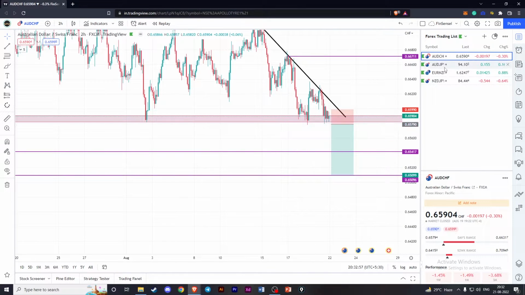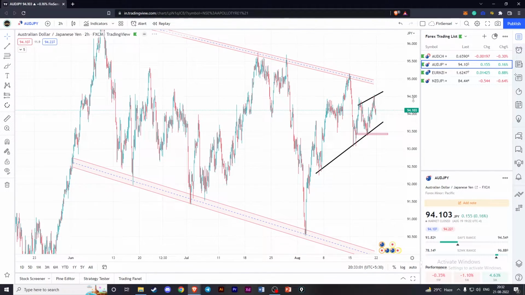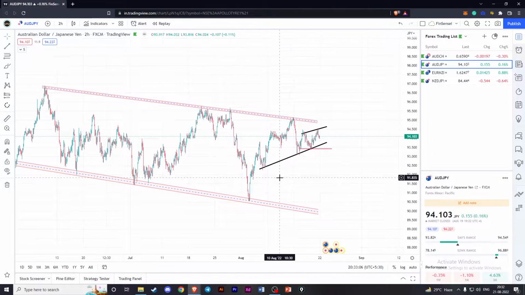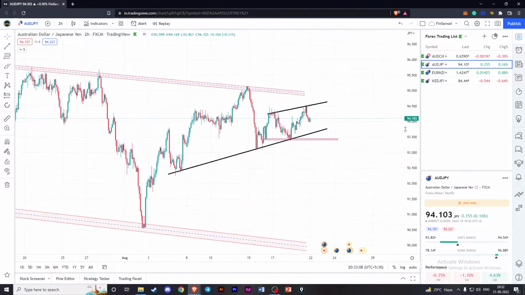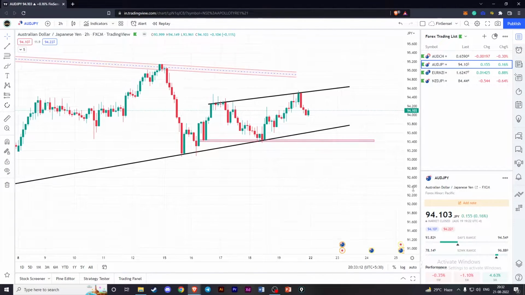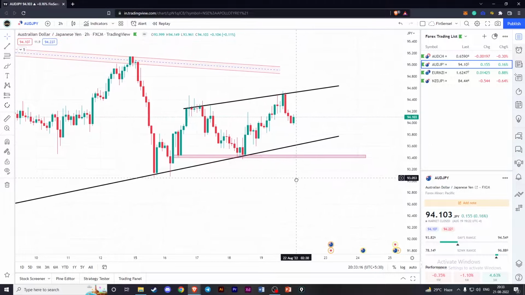The next pair we have today is the Australian dollar versus the Japanese yen. It has been in a bearish consolidation phase, and currently it has just taken resistance from the upper range and is on its way towards the lower range. It is also forming a rising wedge pattern, which is expected to give a breakdown.